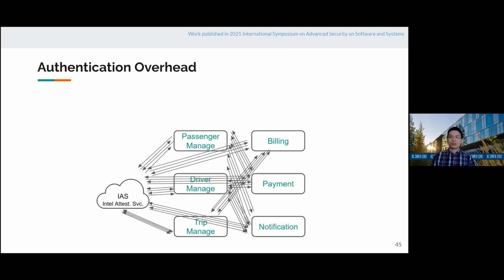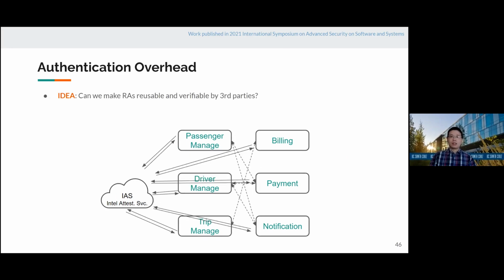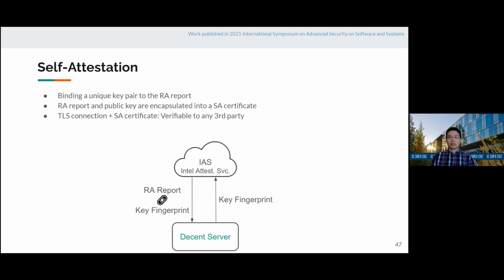So the next issue we want to address is remote attestation overhead. In the previous slides, we showed that in the remote attestation protocol, there are many messages between two components and they involve the IAS service. Since a similar report is generated over and over again, is there any way that we can preserve this report so that it's reusable and verifiable to a third party? The answer is self-attestation.